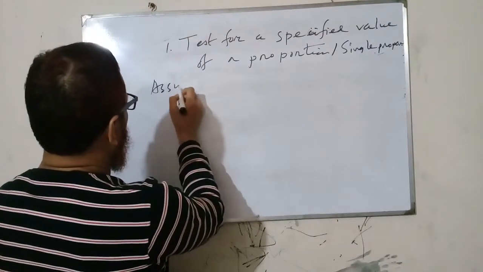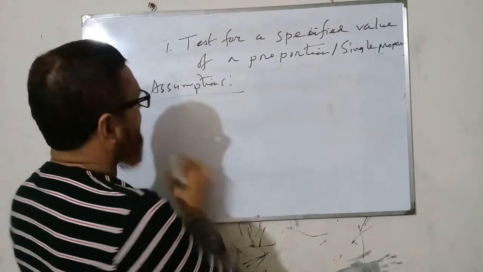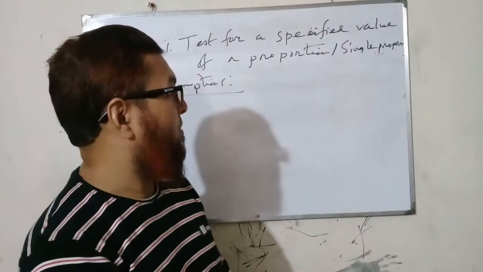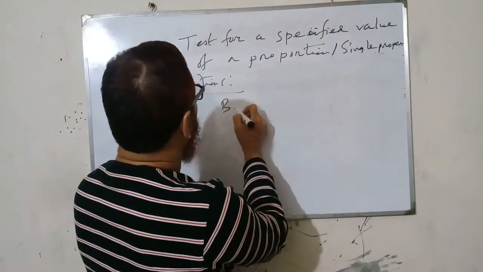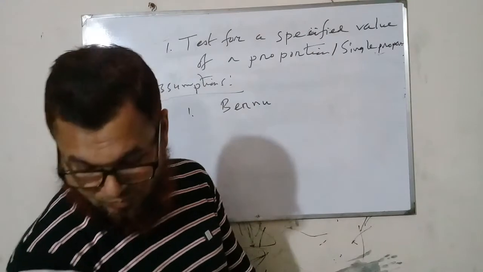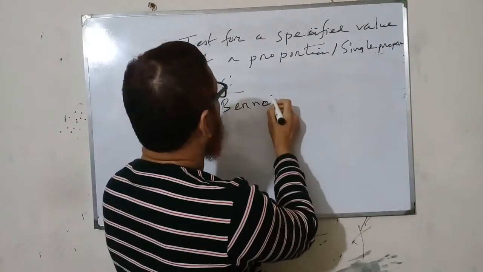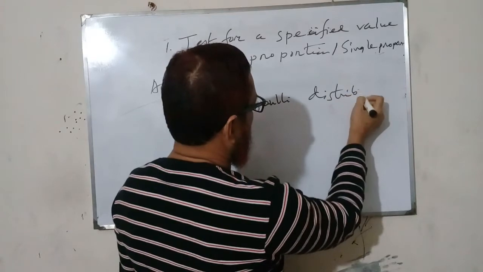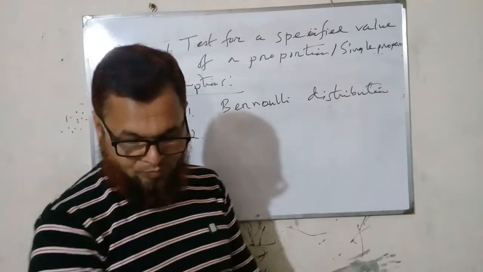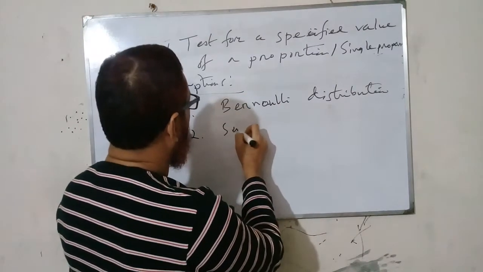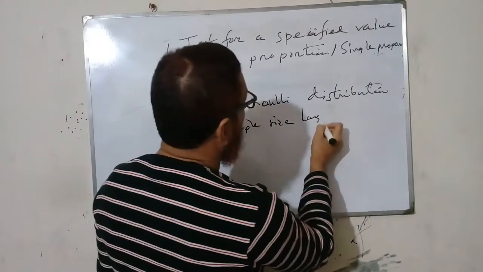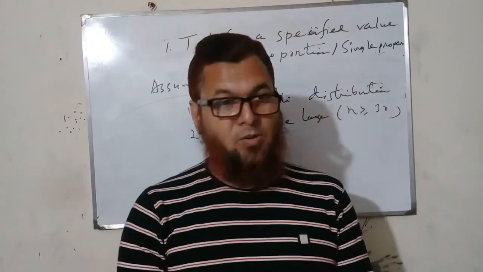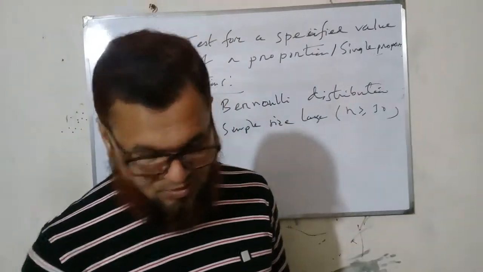Assumptions. Number 1, the samples are drawn from Bernoulli distribution. Number 2, sample size is large, that is n greater than or equal to 30.